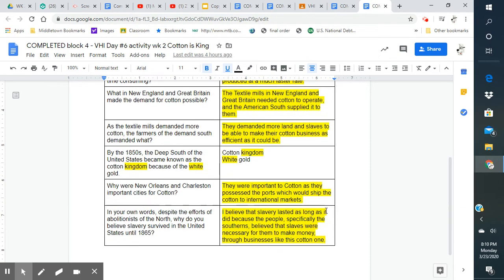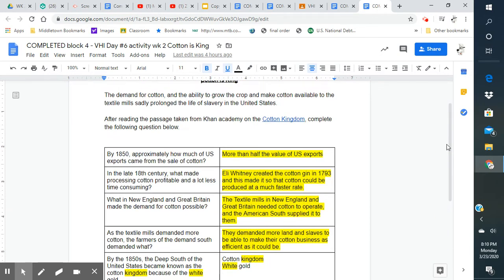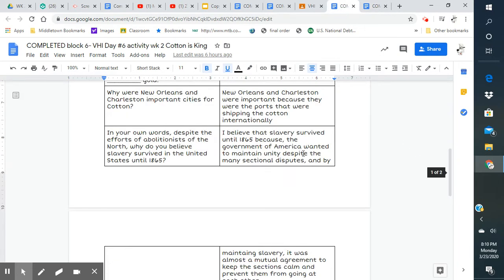But this is more specifically what I was going for. "I believe that slavery lasted as long as it did because the people, specifically the Southerners, believed that slaves were necessary for them to make money through businesses like this cotton one." So again, that's what this was all about. If there were abolitionists going back as early as the 1820s, 1830s, why was it that this lasted for so long? And as this person said, there was the sectional divide. And again, the reason why there was the sectional divide is, quite frankly, because cotton was king at the time.